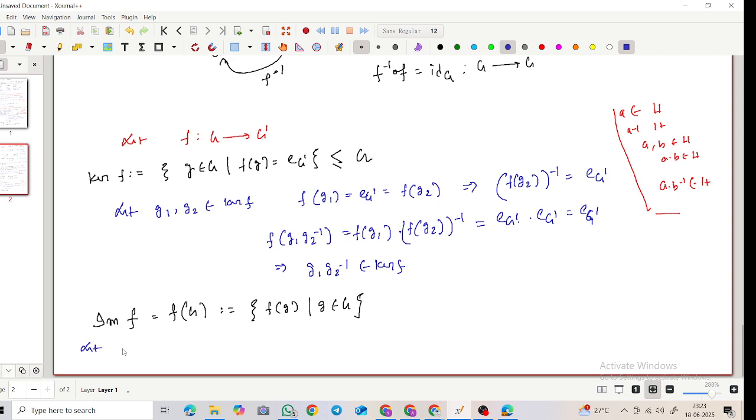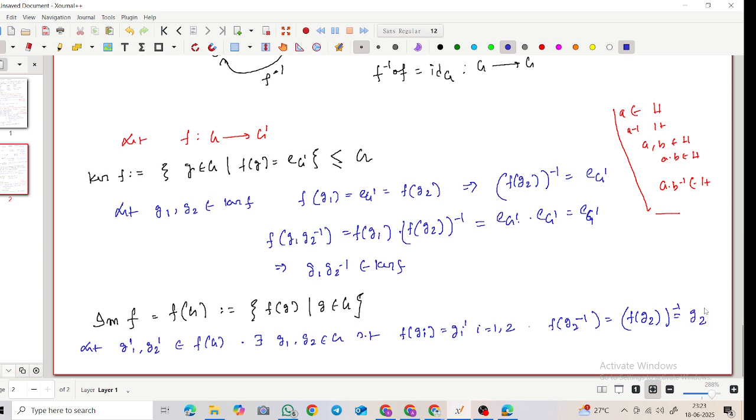So let G1 prime, G2 prime belong to f of G. So there exist G1, G2 belonging to G such that f of Gi equals Gi prime, i running from 1, 2. Okay. So now you see what is f of G2 inverse? That is f of G2 whole inverse, that is G2 prime inverse, right? Since this is of the form f of something, G2 prime inverse is of the form f of something. This thing is inside f of G, right?